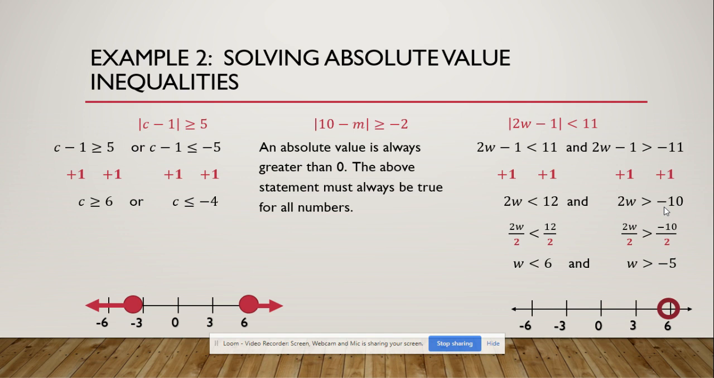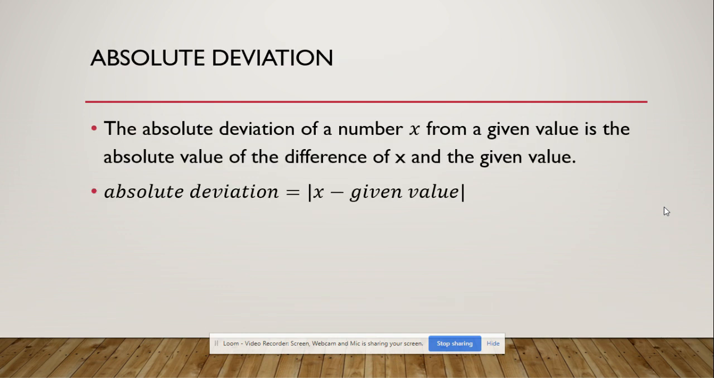graph. We put a dot at the 6. Remember, we need to be lower than the 6. Dot at the -5. We need to be greater than the -5. And there's our intersection between the two.